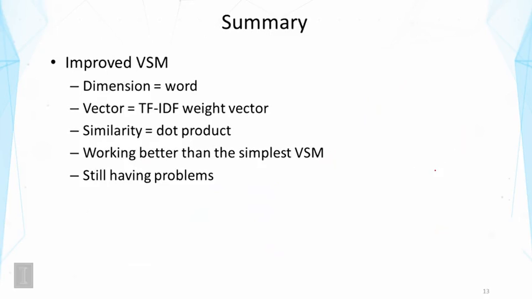So to summarize this lecture, we've talked about how to improve the vector space model. And we have got the improved instantiation of the vector space model based on TF-IDF weighting. So the improvement mostly is on the placement of the vector, where we give higher weight to a term that occurred many times in the document, but infrequently in the whole collection. And we have seen that this improved model indeed works better than the simplest vector space model, but it also still has some problems. In the next lecture, we're going to look at how to address these additional problems.